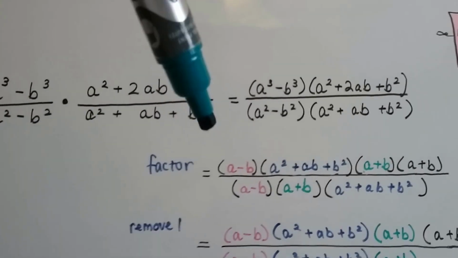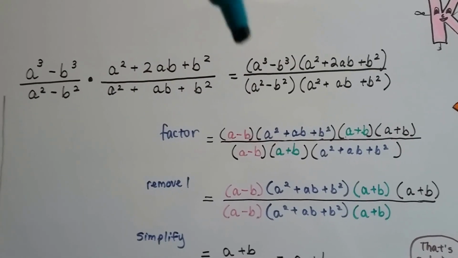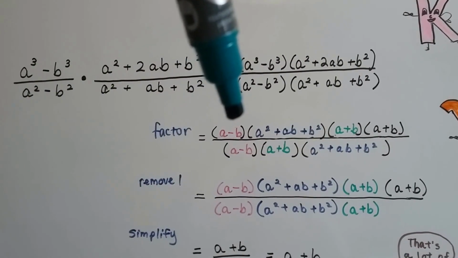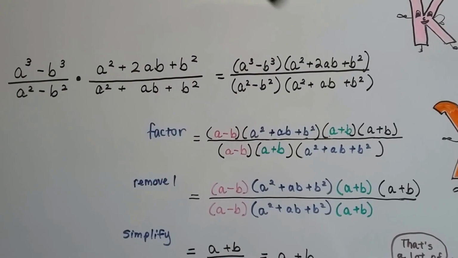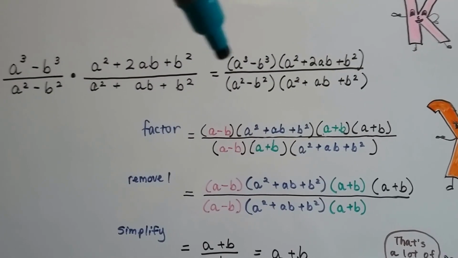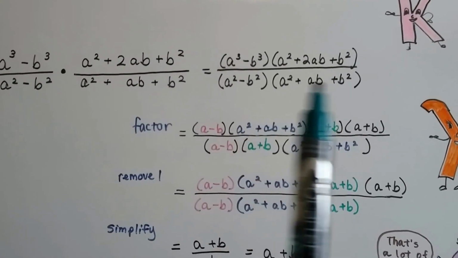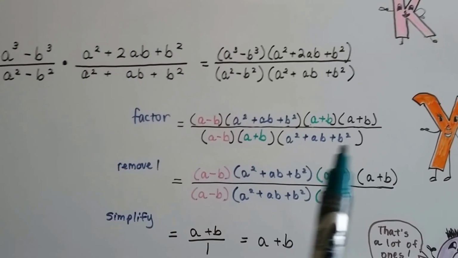So what we're going to end up with, let me stand back a little bit more. What we're going to end up with, after this is all factored for the numerator, is an a minus b, then an a squared plus ab plus b squared, and then an a plus b and an a plus b for this whole thing to be factored, okay? And we factor the denominator, and we get this.